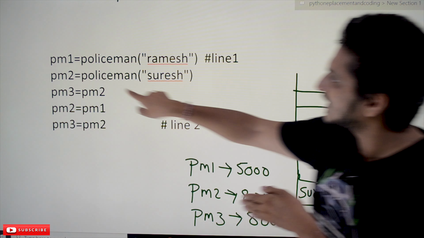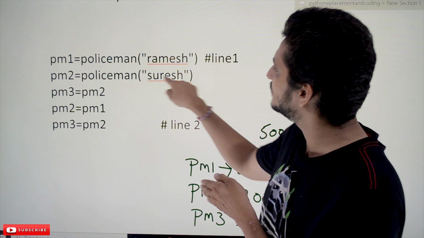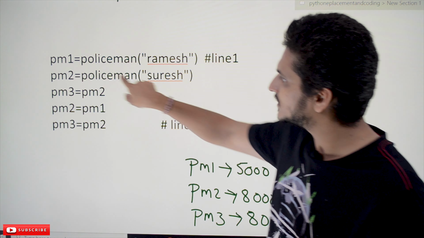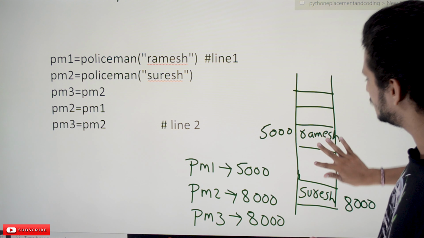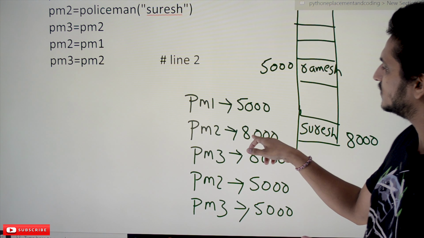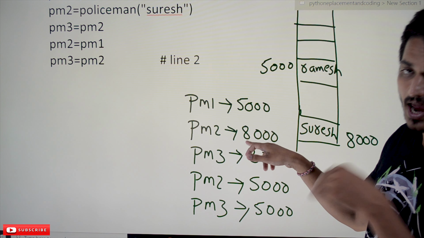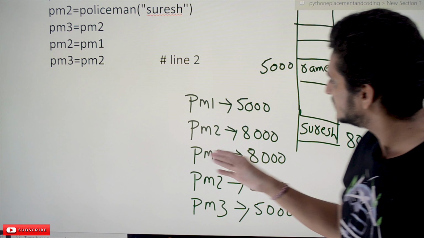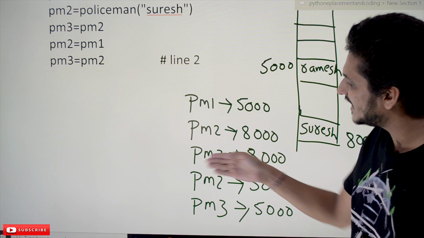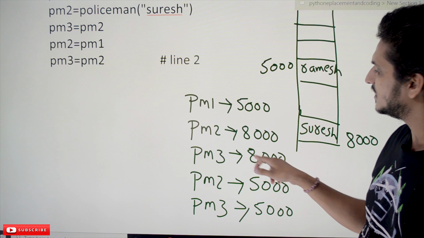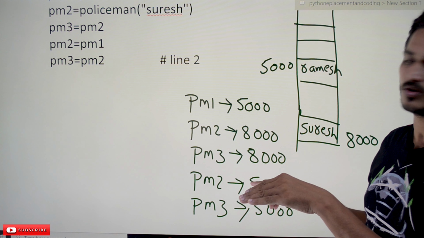What's the second line? PM2 is equal to policeman of Suresh. They have defined one more object, and the reference of this object is given to PM2. Assume the second object is defined at location 8,000, so PM2 is referencing 8,000. What's the next line? PM3 is equal to PM2, meaning PM2's value is assigned to PM3. After executing this line, PM3 is referencing the 8,000 location.